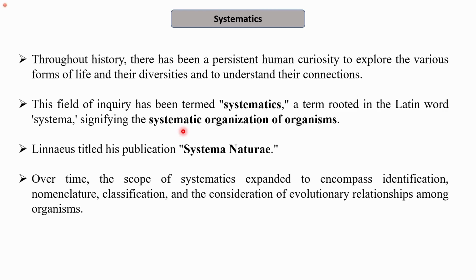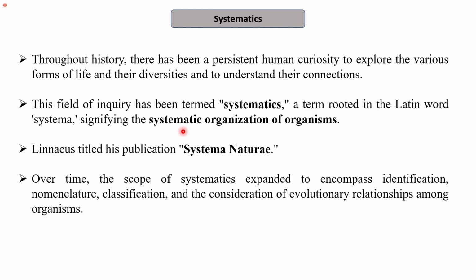It involves the systematic organization of organisms based on characteristics or considering the evolutionary relationship between the different organisms. On systematics itself, Linnaeus has published one book, which is Systema Naturae, and this question can be asked in the NEET. It has been asked previously also. So the publication of Linnaeus that is based on the systematic organization of organisms, or we can say on the field of systematics, is Systema Naturae.